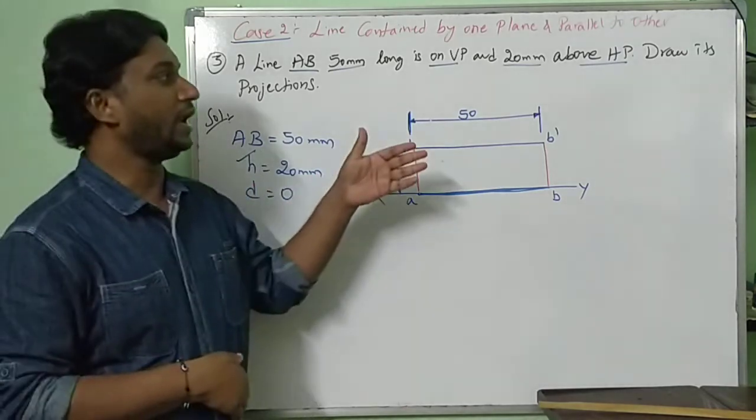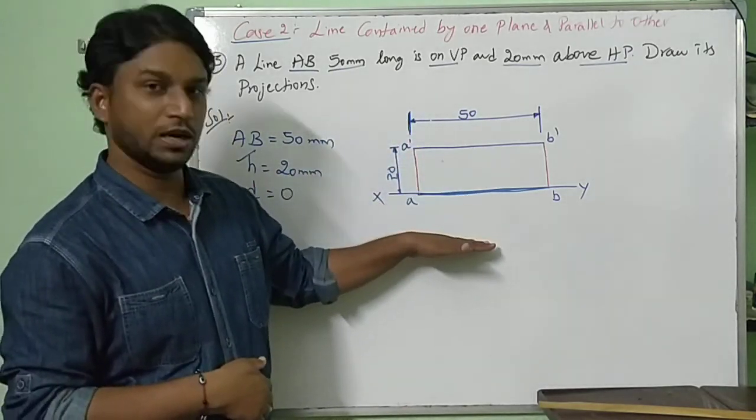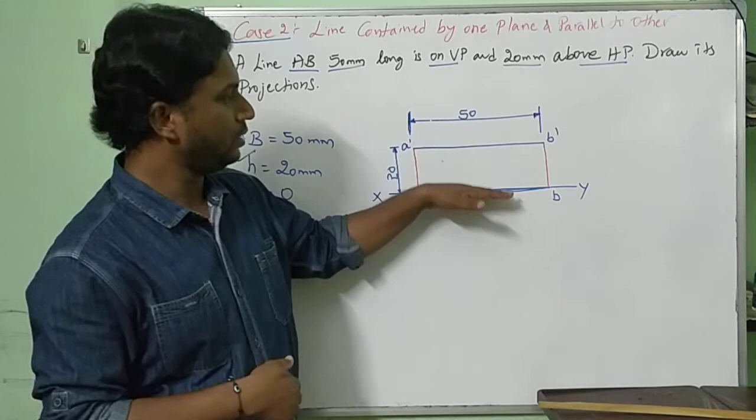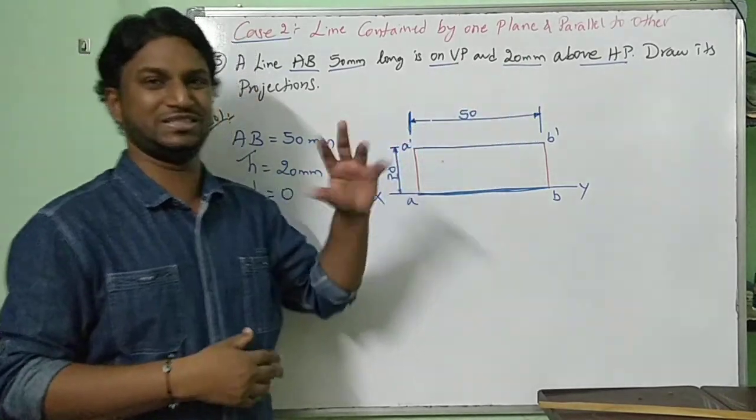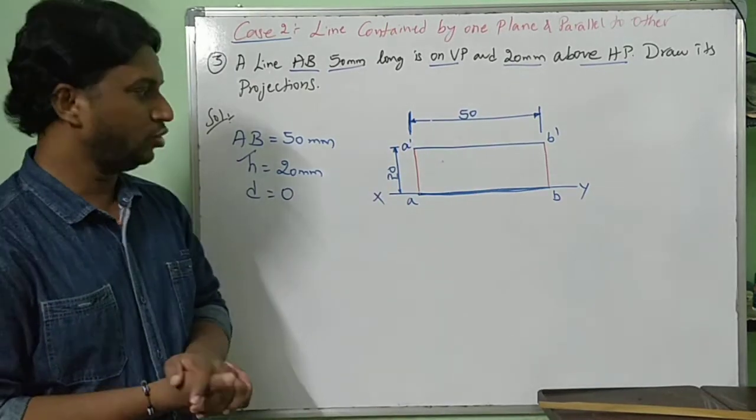Previous problem, line on HP parallel to VP. Now here, line on VP above HP. Just the line sentence changes, interchange, that's it. Hope you all understand this.